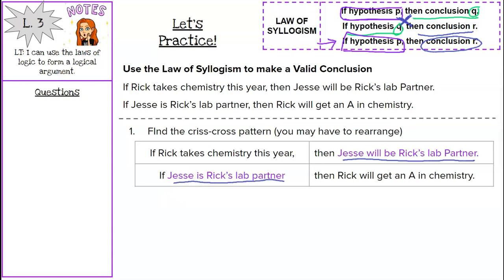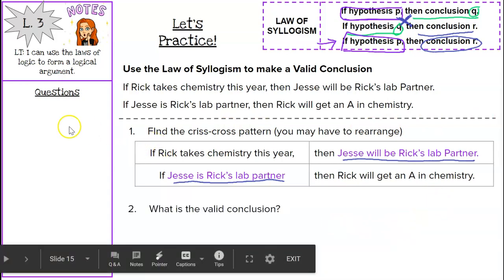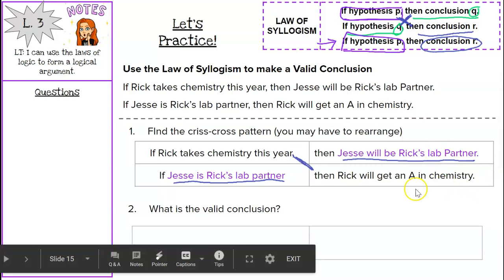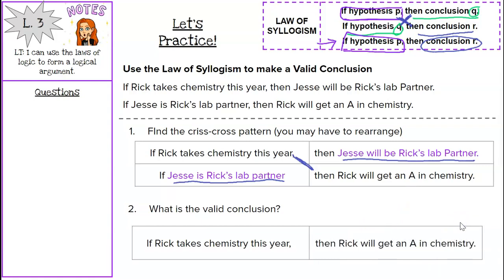So then what we can do is we can say that the valid conclusion would be putting these two pieces together right here. So we will rewrite the statement as if Rick takes chemistry this year, then Rick will get an A in chemistry. So that's how you use the law of syllogism. As long as there's that crisscross pattern, those two things will coincide. It's like following a logical chain of events.